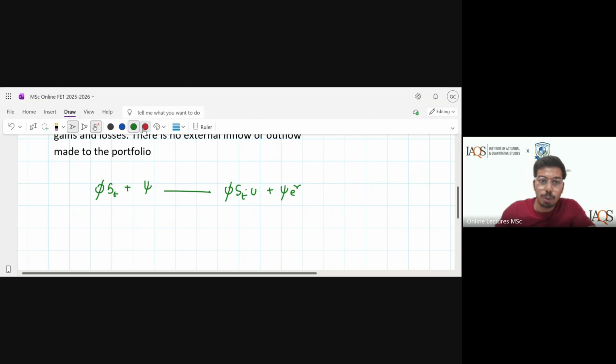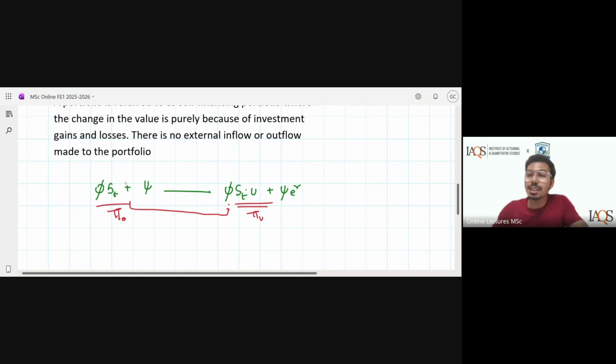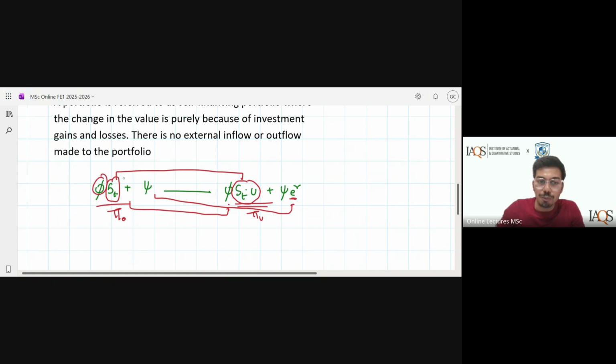In this, can I say the portfolio value has changed? This value would have been, let's say, Π_0. This value would have been Π_U. I know the portfolio value has changed, but why? Because S_T became S_T U and the cash component got accumulated by e^(R), so I received certain interest. Can I say the change in the value of the portfolio is purely because of market movement? It has nothing to do with me removing money from or putting money into the portfolio, because the value of Φ and the value of Ψ have stayed constant.